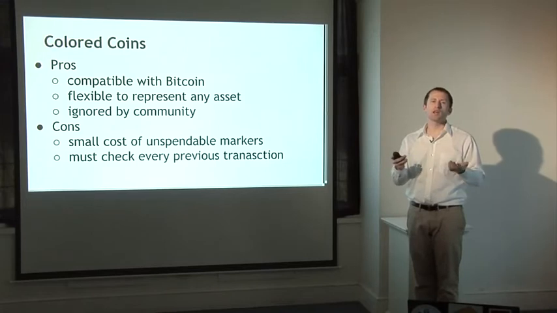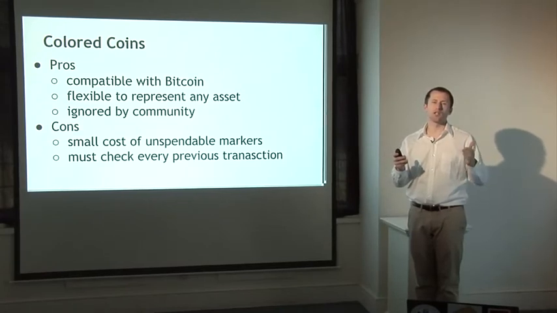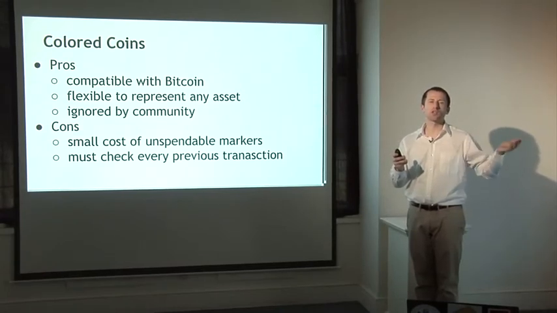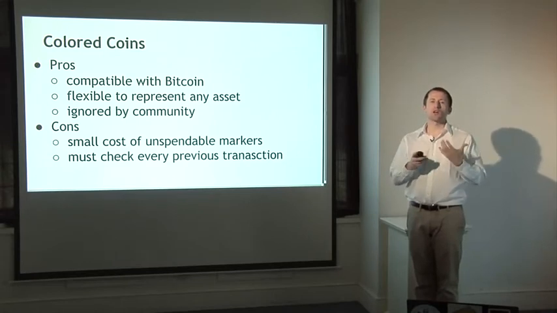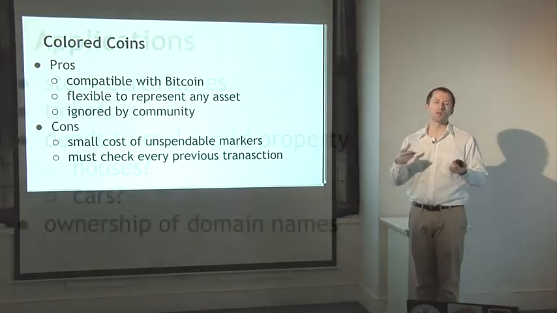But it means that you can't have a thin client doing SPV verification like we can for regular Bitcoin. If you want to verify colored coins, you have to download the whole blockchain, every previous transaction, and trace the color of your coins from the time that they were originally issued that color. So this means that it's harder to use colored coins on very limited platforms, on phones, or on anything that can't store the entire blockchain and maintain an up-to-date copy.